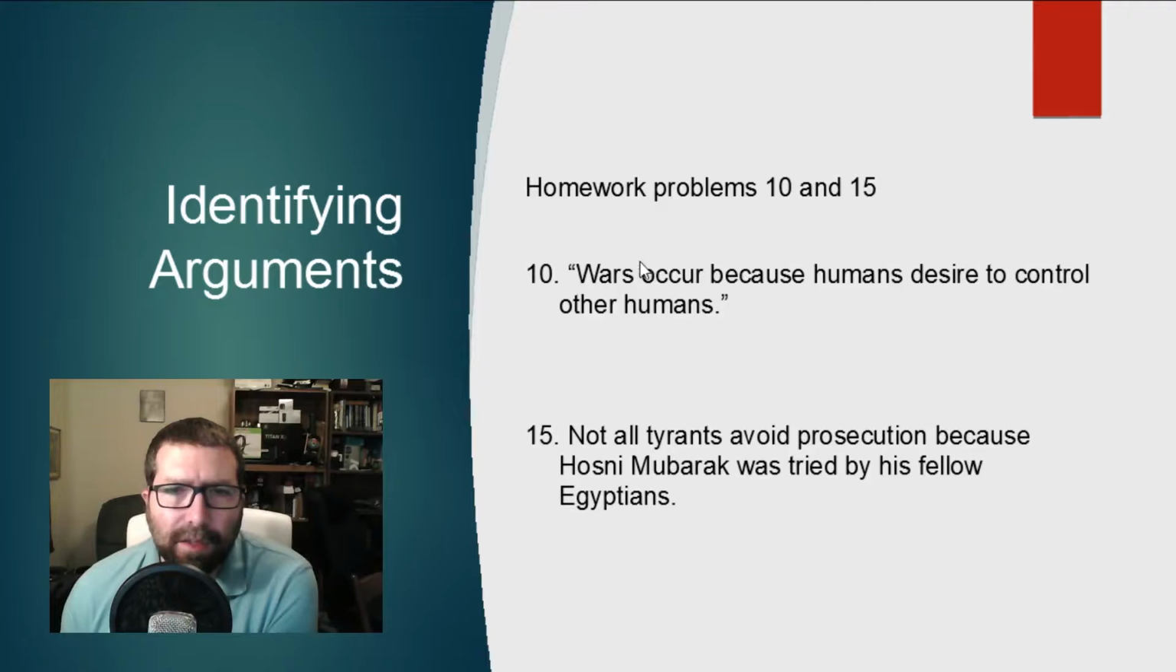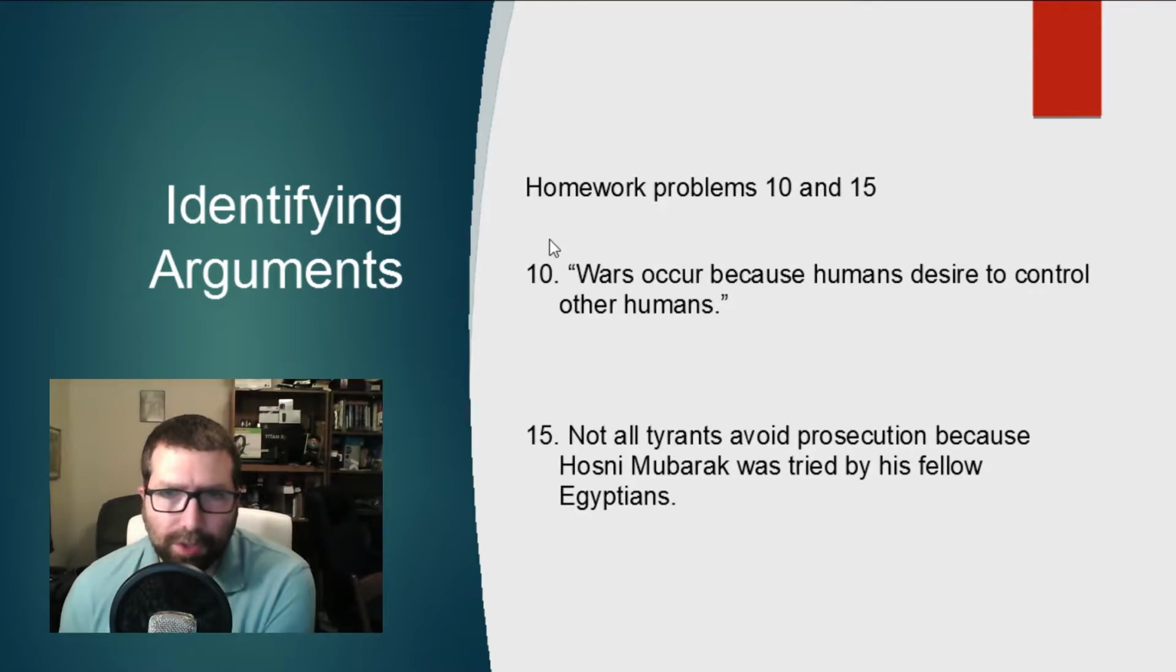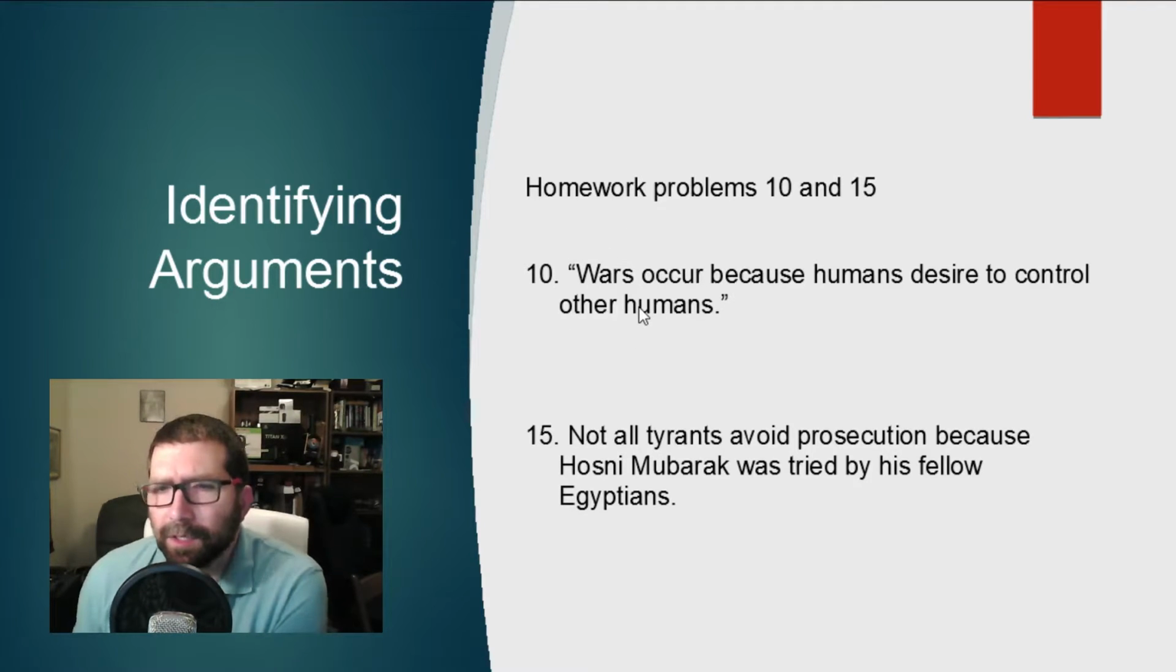So obviously it can't be establishing the fact that wars occur on account of humans desiring to control other humans. This is trying to explain what we already believe, which is that wars occur. So instead, this isn't an argument. This is just an explanation. We're not trying to establish something like wars occur. We're trying to say why it occurs. We're not trying to show that it's true that wars occur. We're trying to explain the deeper meaning behind it. So that makes it an explanation, not an argument.